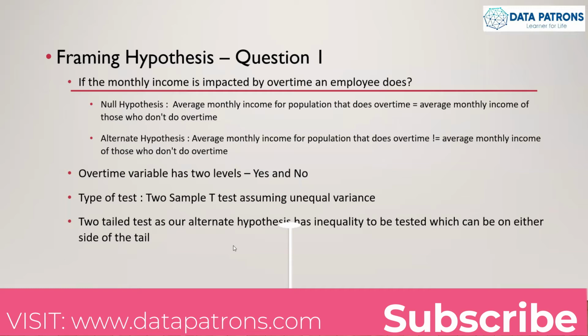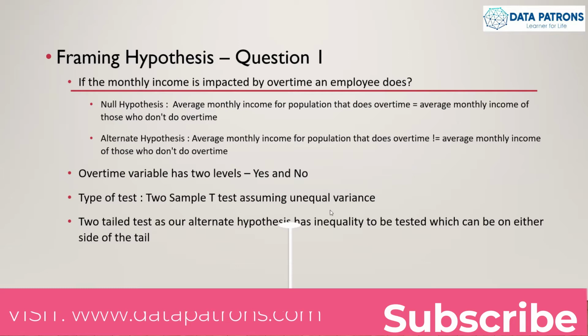Kind of test is two sample t-test. However, we are testing for two tail because our alternate hypothesis has inequality to be tested, which can be on either side of the tail. It could be either on the left side or the right side. So let us see how we can solve this question in Excel.